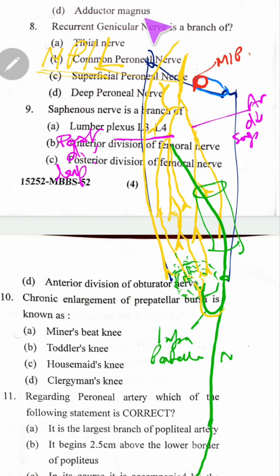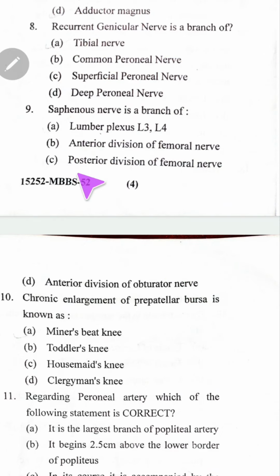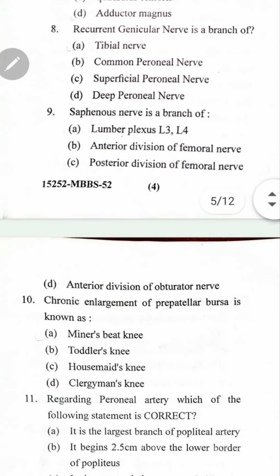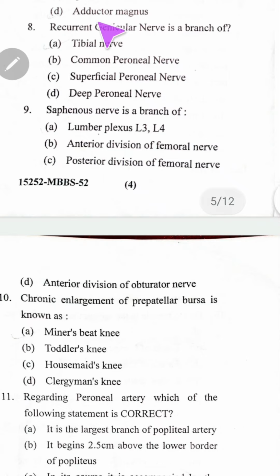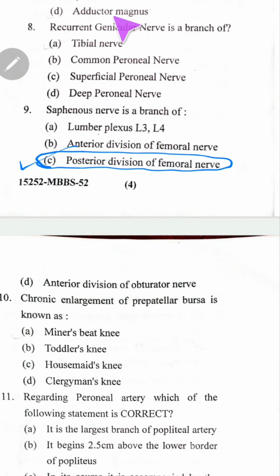So your answer to this question is solved now. Remember, the saphenous nerve is a branch of the posterior division of the femoral nerve. The posterior division of the femoral nerve is the right answer. Ninth question, answer C.